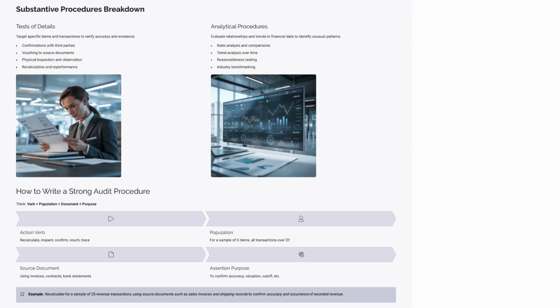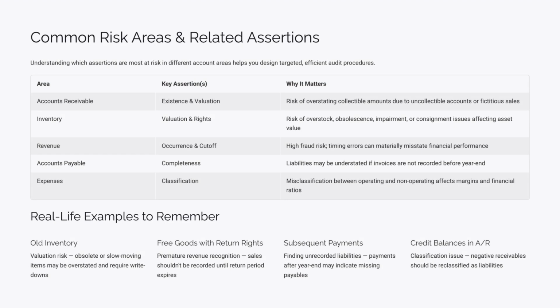5. How to write a strong audit procedure. Think verb plus population plus document plus purpose. Example format: recalculate for a sample of X items using source documents such as invoices to confirm accuracy. Valuation. Cutoff. Etc. 6. Common risk areas and related assertions. Here is a table with the main areas, key assertions, and why it matters.